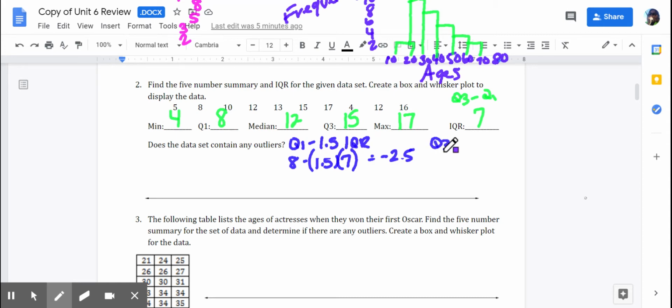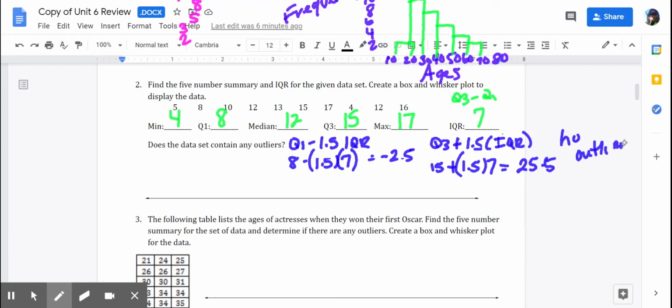So then I test the upper fence, Q3 plus 1.5 times 7. I'm sorry, 1.5 times the IQR. Which will give me 15 plus 1.5 times 7. When I calculate that, I get 25.5. So when I come into my data set, see if there's any numbers above 25.5. There aren't, so I can easily say that there are no outliers in this data set.